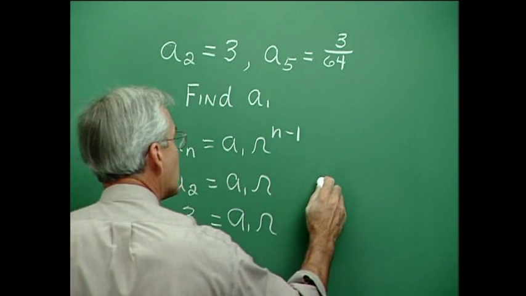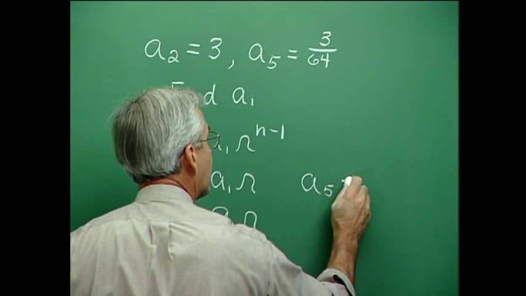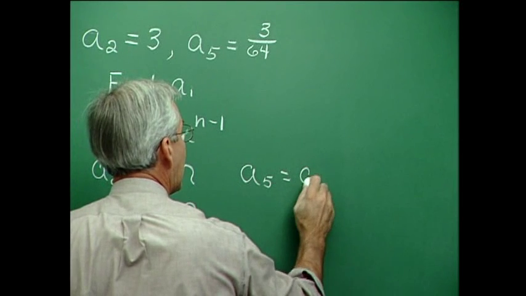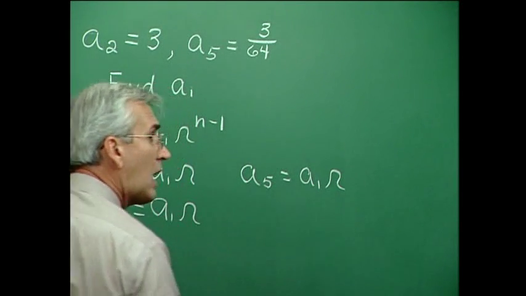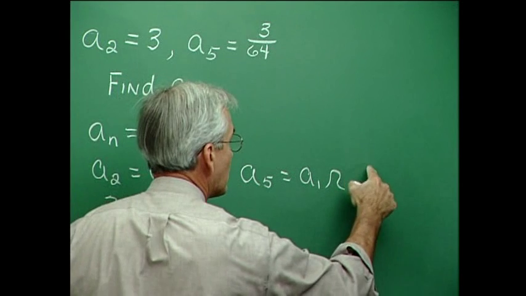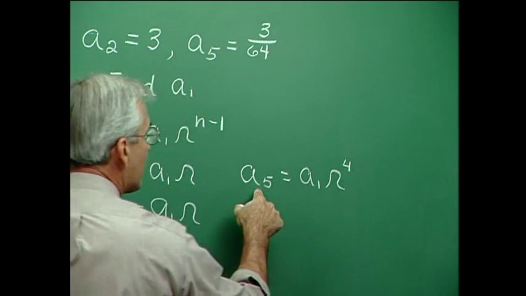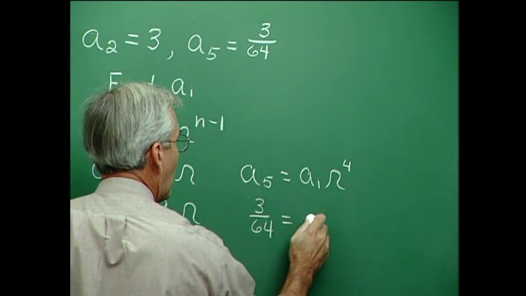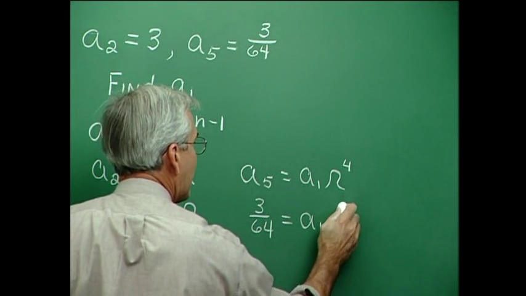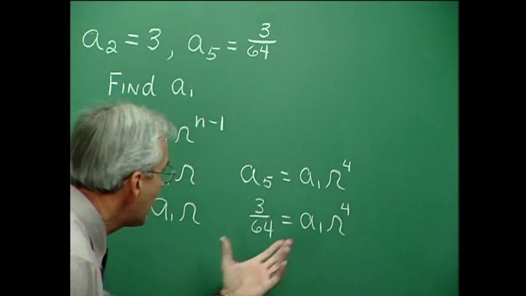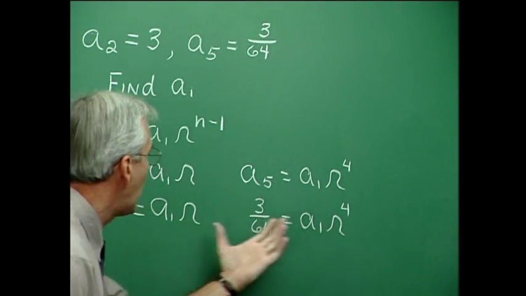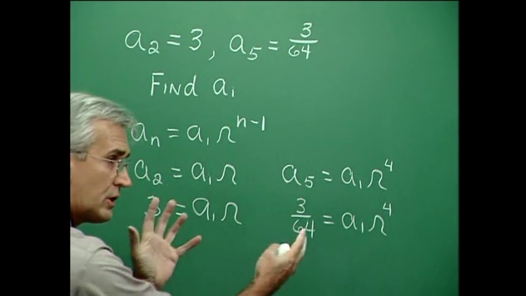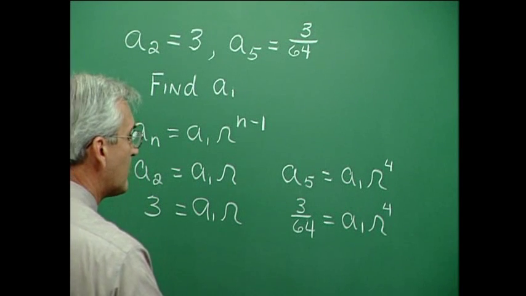Well, in a similar way to this situation, if a sub 5 is 3/64, and we know a sub 5 is found by taking a sub 1 and using the common ratio as a factor 5 minus 1, or 4, times. We're given the value of a sub 5 as 3/64. And away we go. Where are we going? Well, let's see. We have a couple of equations here involving a couple of unknowns, the a sub 1 and the r. So 2 equations and 2 unknowns, we ought to be able to solve this system of equations.